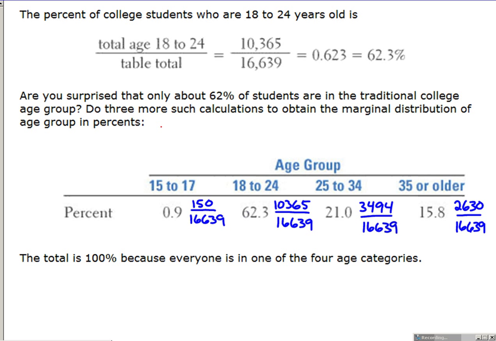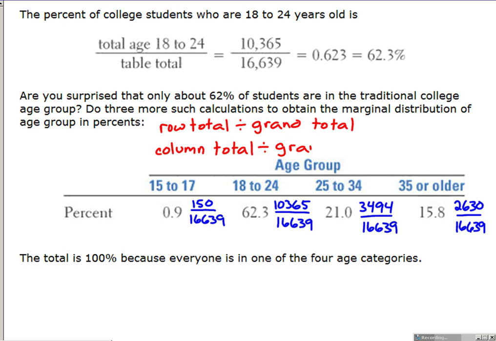So marginal distribution, remember, let's write this down. If it's on the row variable, then it is row total divided by grand total. If you want to do a marginal distribution on the column variable, then it is column total divided by grand total.